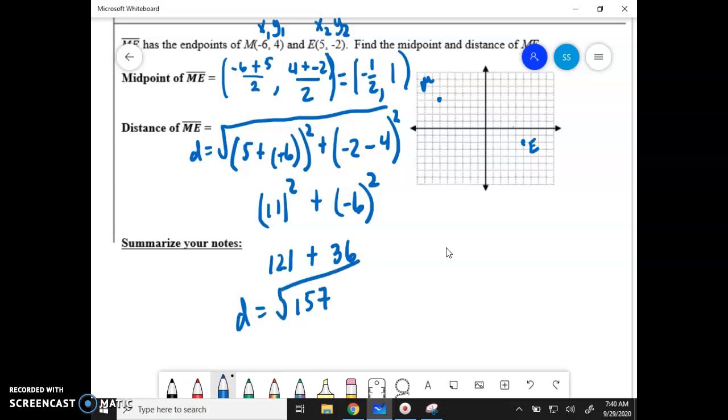Okay, so now this is just typing this into the calculator. If I type in 157, it spits out the same answer. Double arrow key, I get 12.52. So I'm just going to round this to 12.5. All right, so there's my distance. My distance between M and E is 12.5 units.